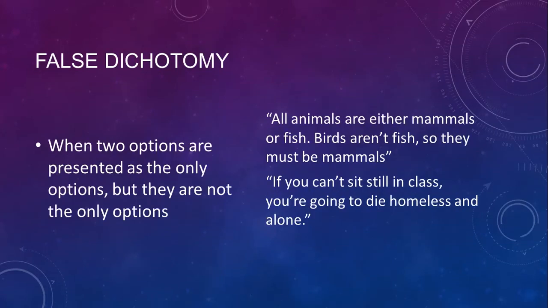So when two options are presented as the only options, but they are not, in fact, the only options. So all animals are either mammals or fish. Birds aren't fish, so they must be mammals. Well, those aren't the only kind of animals, obviously. There's reptiles, there's birds, there's all kinds of things that are neither mammals or fish. If you can't sit still in class, you're going to die homeless and alone. Well, those aren't the only options. They're just not.